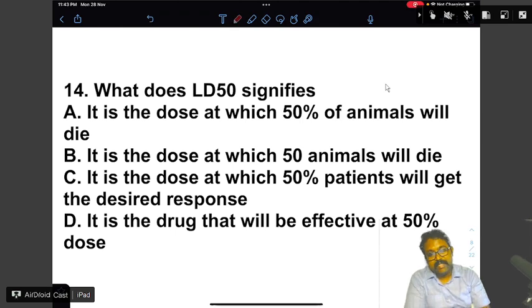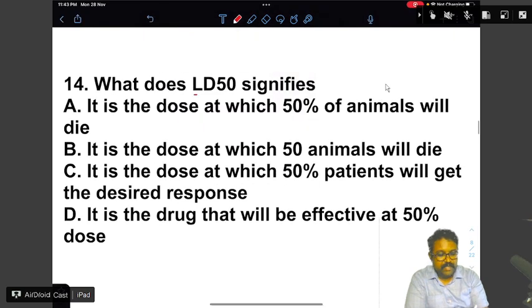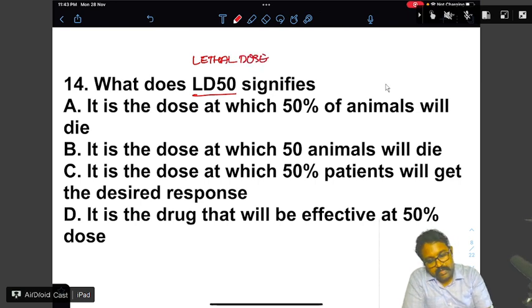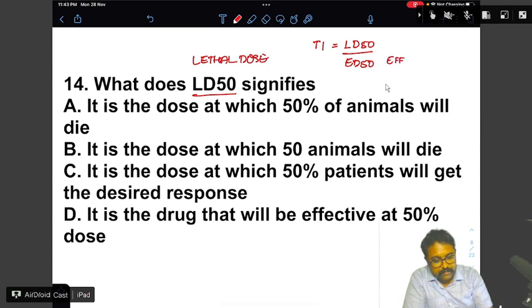Next, moving on to the next question, what does LD50 signify? As we discussed earlier, LD50 stands for lethal dose. It is represented in the therapeutic index, where we have LD50 by ED50. ED50 is the effective dose, and this 50 represents 50%.